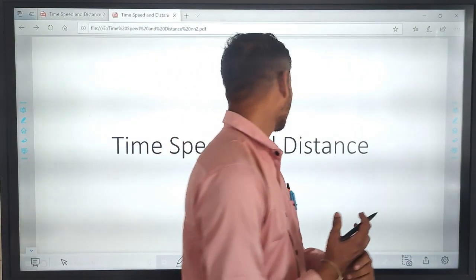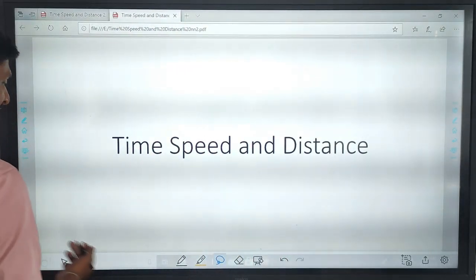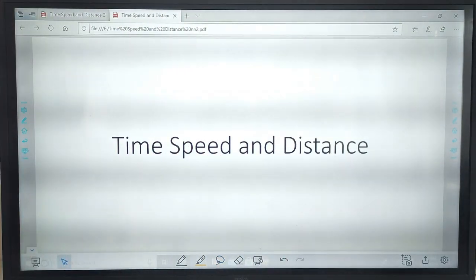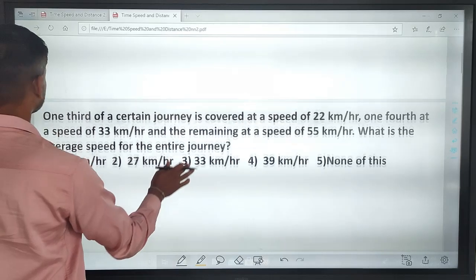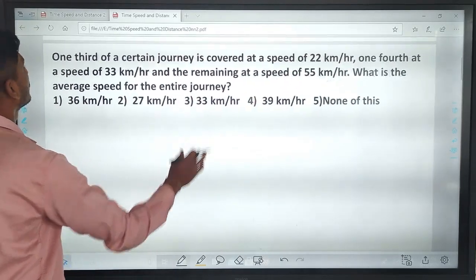Today we discuss the topic of time, speed and distance. Now we see the examples here. One third of a certain journey is covered at a speed of 22 km per hour, one fourth at a speed of 33 km per hour, and the remaining at a speed of 55 km per hour. What is the average speed for the entire journey?